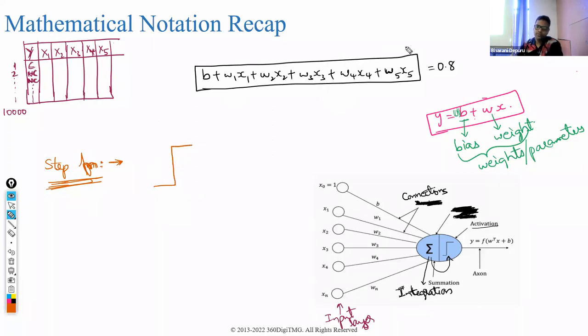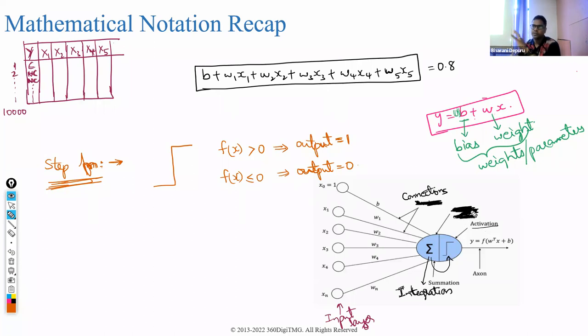When it comes to the step function, if the function value is greater than 0, then the output will be equivalent to 1. If this function value happens to be less than or equal to 0, then you'll say that the output is equal to 0. This is how the step function works.